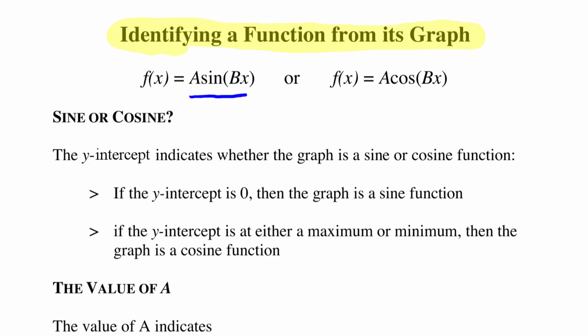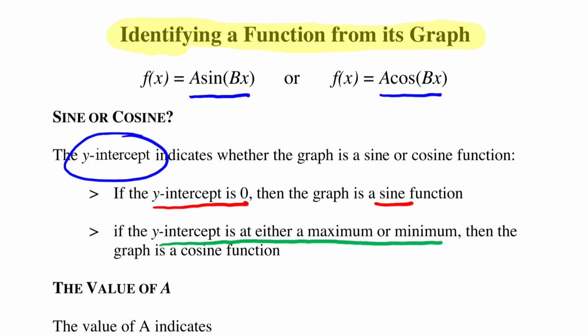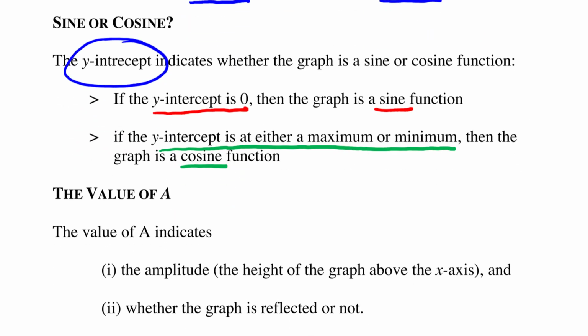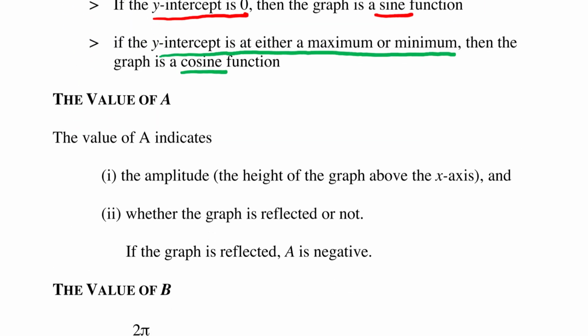Today I'm talking to you about identifying a function from its graph. So we're going to be given the graph of either a sine or cosine function, and we need to fill in all the pieces. It's the y-intercept that tells us whether it's sine or cosine. If the y-intercept is 0, if it's at the origin, then it's a sine function. And if the y-intercept is either a maximum or a minimum, then it's a cosine function.